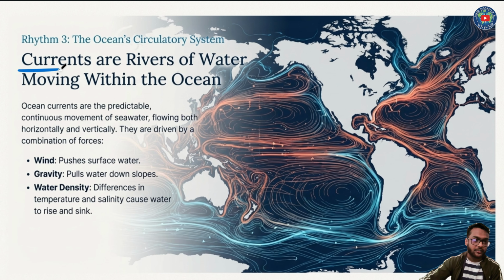Now, ocean currents. Ocean currents are rivers of water moving within the ocean. Ocean currents are the predictable continuous movement of seawater flowing both horizontally and vertically. They are driven by a combination of forces. Wind pushes surface water, gravity pulls water down slopes, and water density differences in temperature and salinity cause water to rise and sink. Okay, there are three different drivers of currents: wind, gravity, and water density.